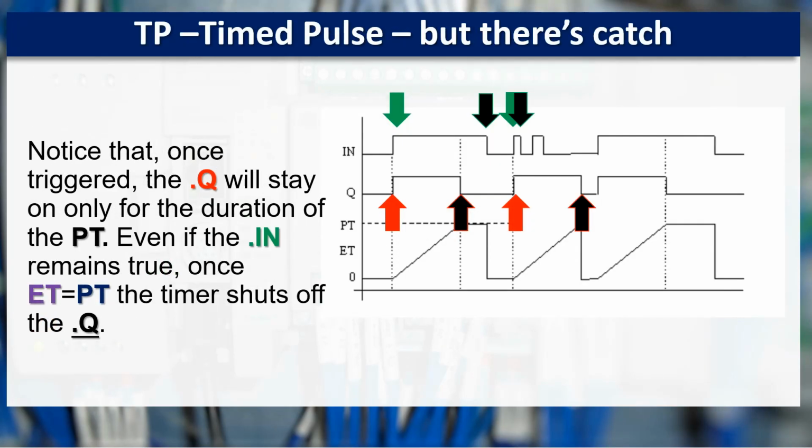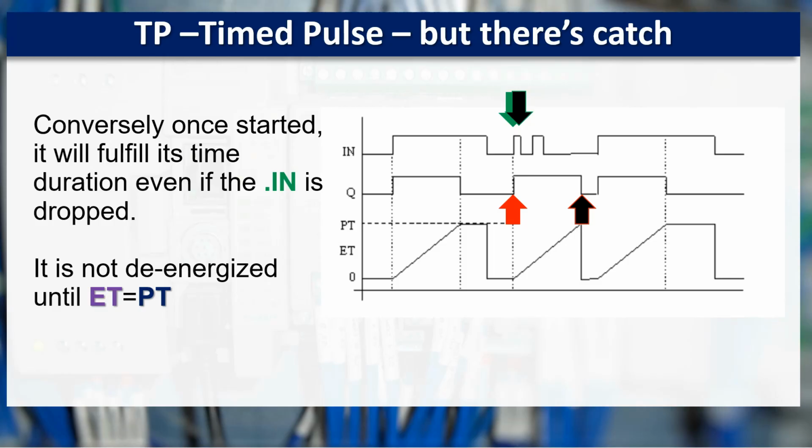Sometimes things come with a catch, and the timed pulse looks like an easy solution, which it is, but it has a catch. Notice on our timing chart that once triggered, the Q will stay on only for the duration of the program time. And even if the .in remains true, once the time's up, it turns off. Conversely, once started, it will fulfill its timed duration, even if the .in is dropped. It is not de-energized until ET equals PT.